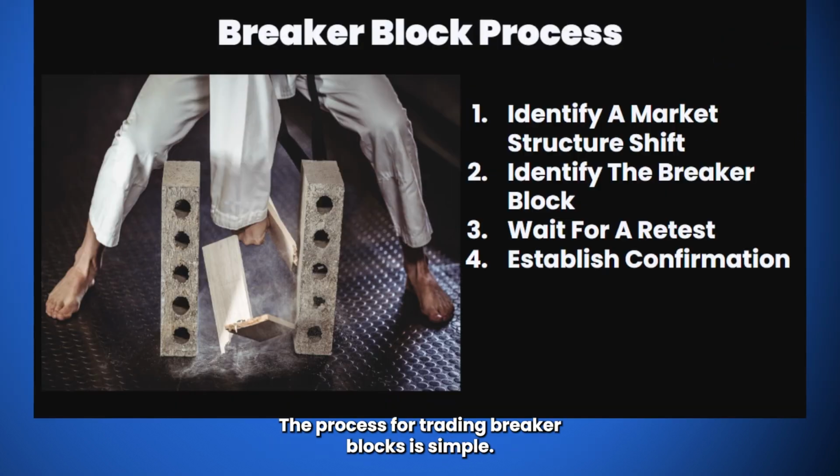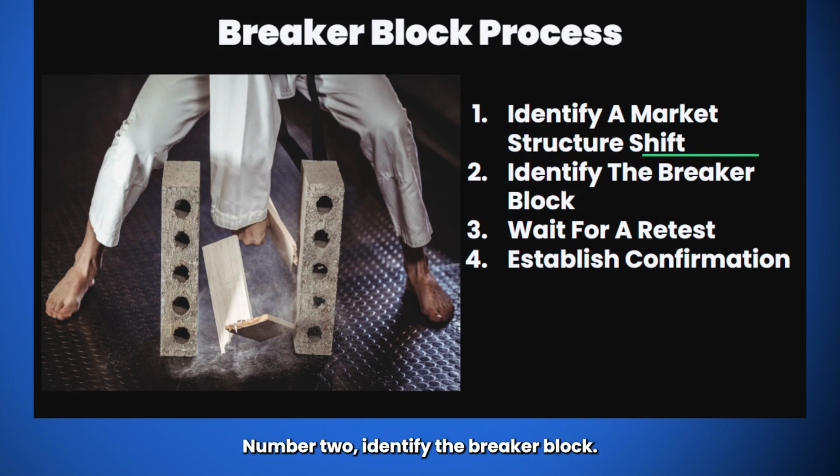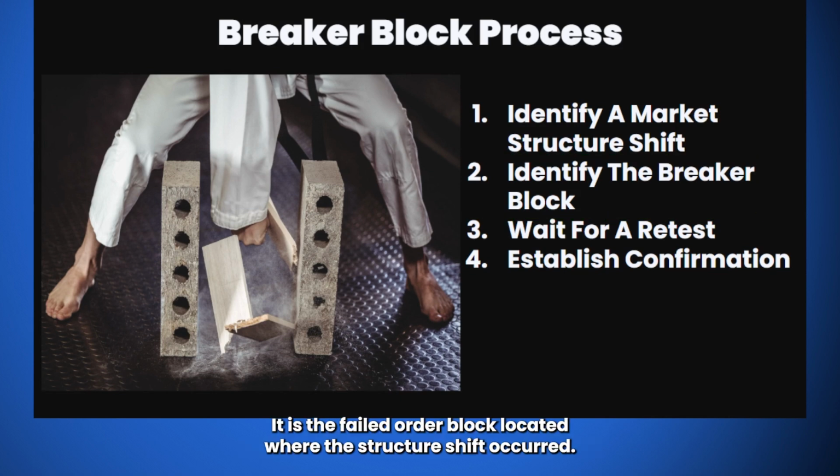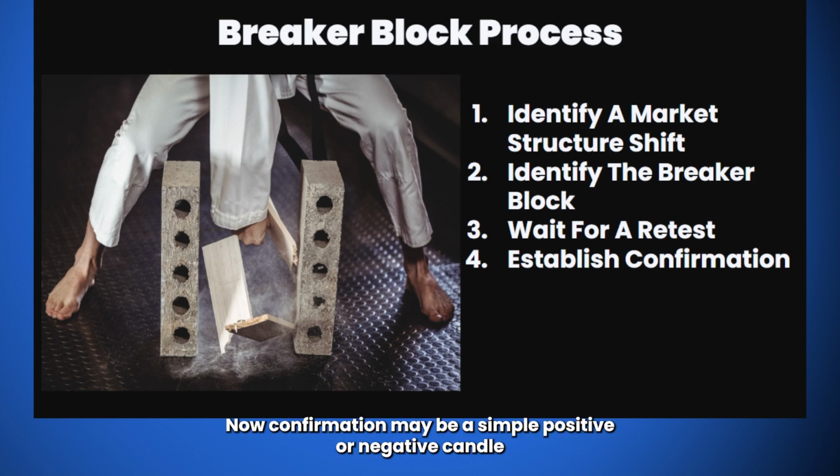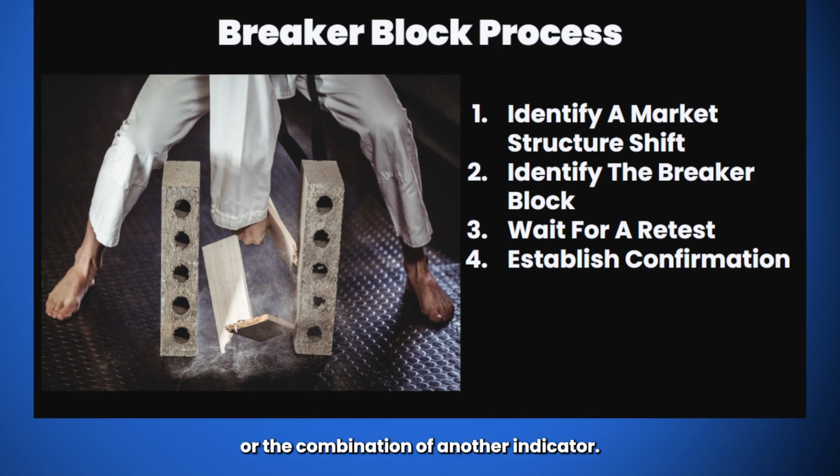The process for trading breaker blocks is simple. Number 1, identify a market structure shift. Number 2, identify the breaker block. It is the failed order block located where the structure shift occurred. Number 3, wait for price to retest the breaker block. Number 4, establish confirmation. Now, confirmation may be a simple positive or negative candle or the combination of another indicator. The choice is yours.